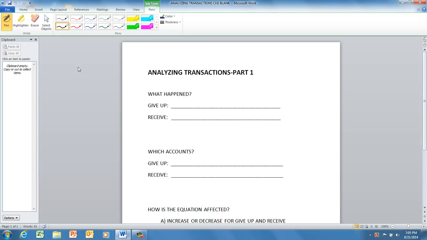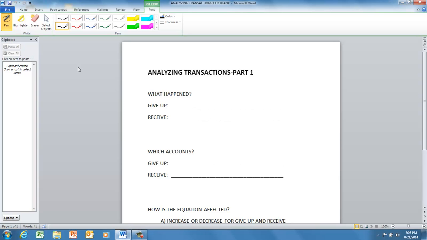Let's first take a look at a transaction where the business is purchasing some equipment and the business is using its own cash. So let's say we have a cookie baking business, and the cookie baking business already has its own checking account, and it wants to go out and purchase an oven for baking cookies. The first thing we have to do is say what happened.